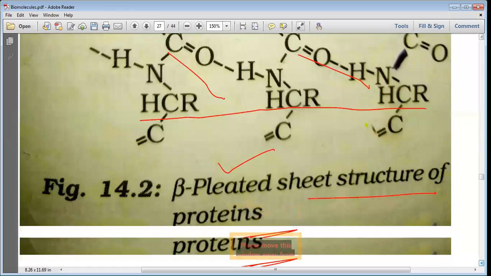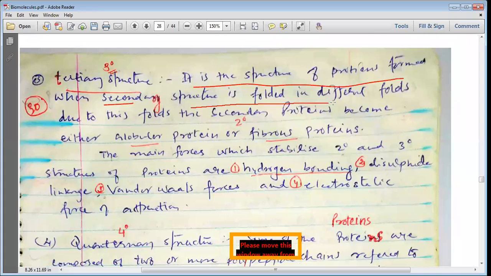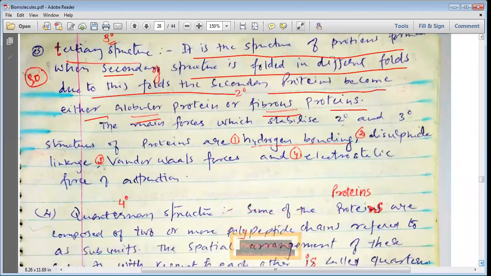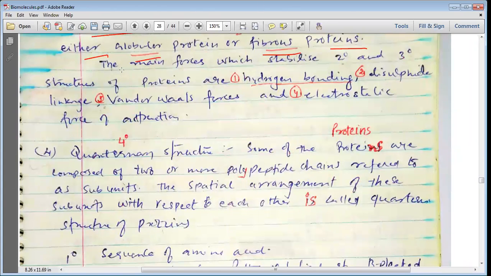Now let us understand the tertiary structure of proteins. Tertiary structure is the structure of proteins formed when the secondary structure is folded in different folds. Due to these folds, the secondary protein becomes either a globular protein or a fibrous protein. So the secondary structure is folded in such a way that it turns out to be fibrous proteins or globular proteins.